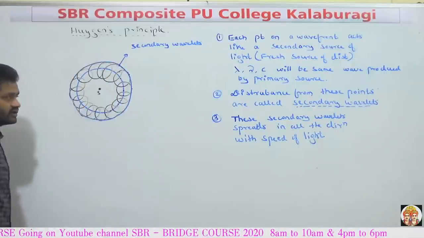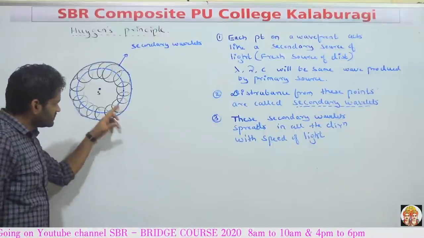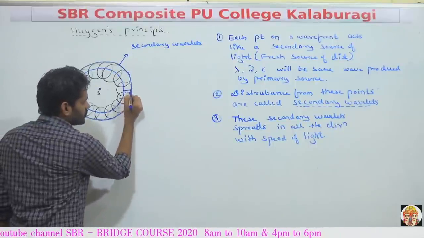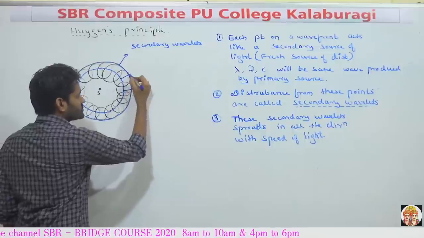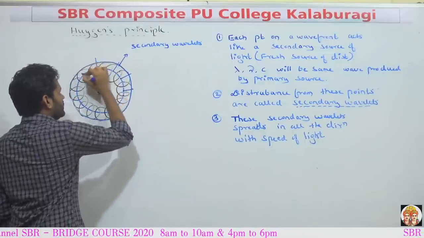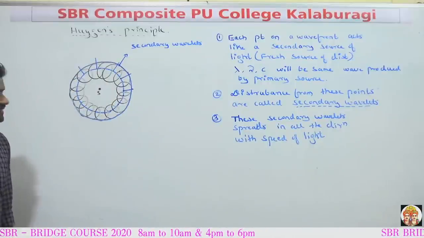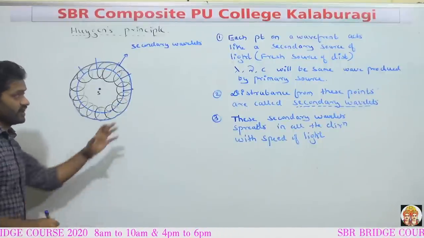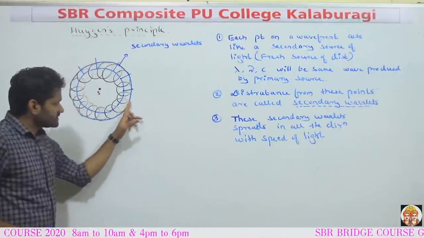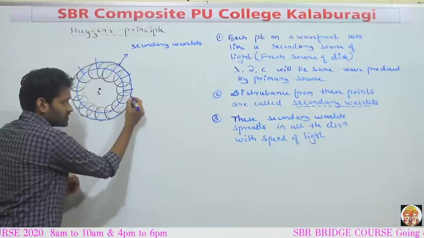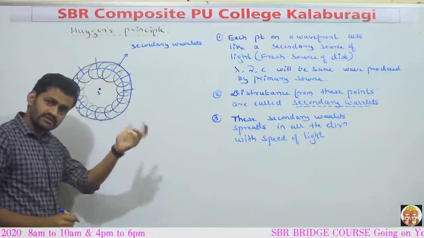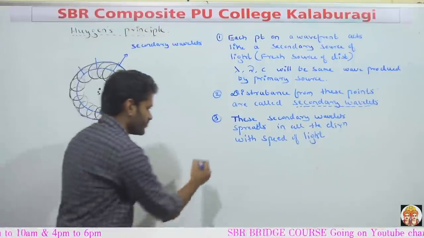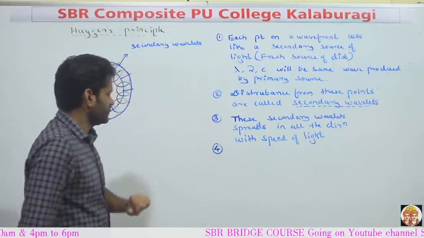What will you get here? You will get the next wavefront. This one is the first wavefront, and this is the second wavefront. The time taken by light to move from here is the same, and along any ray the time taken is the same. Each point on this second wavefront will act as a secondary source for the next disturbance. Again we can draw wavelets here. This is the fourth point.